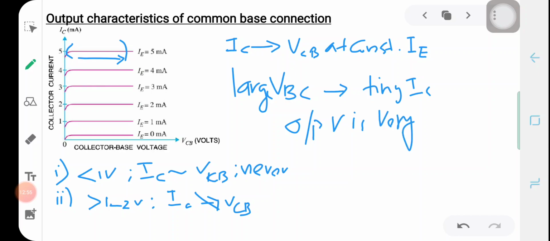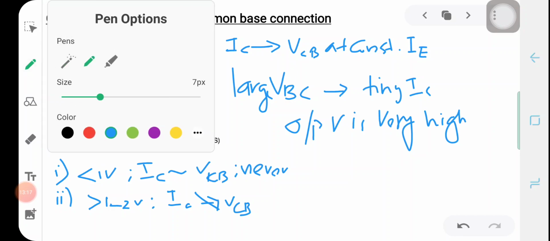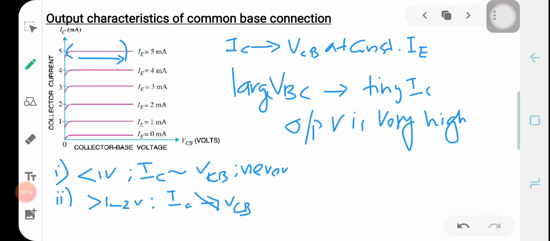We can say that since the resistance is very high, there is a small change in current even though there is a large change in the voltage. So that is another thing which we can note from the output characteristics, that the output resistance is very high. Now let's see what is the expression for the output resistance.